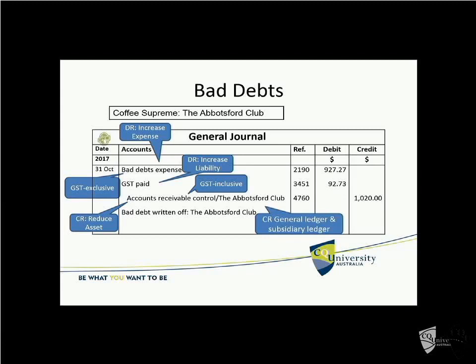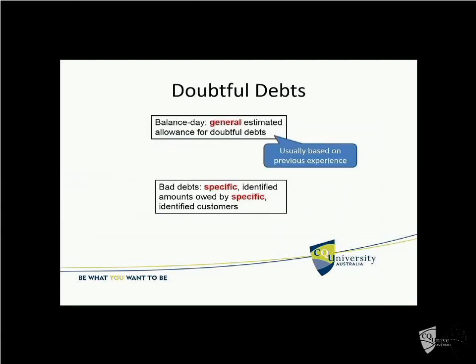And the credit goes to the general ledger and the subsidiary ledger. Where we've got subsidiary ledgers, typically with accounts receivable we credit both the control account and also the subsidiary ledger. But subsidiary ledgers don't replace the general ledger. They simply give more detail. So that's what we do with bad debts. Bad debts are very sad in business, but they do happen all the time.